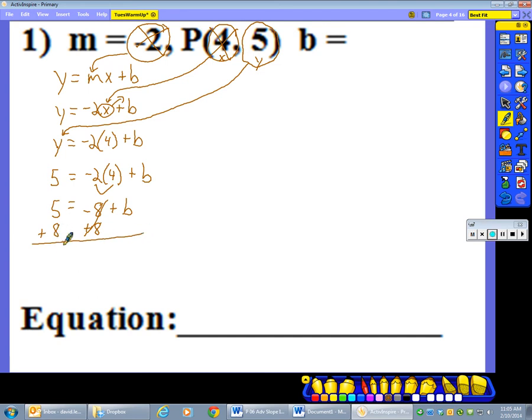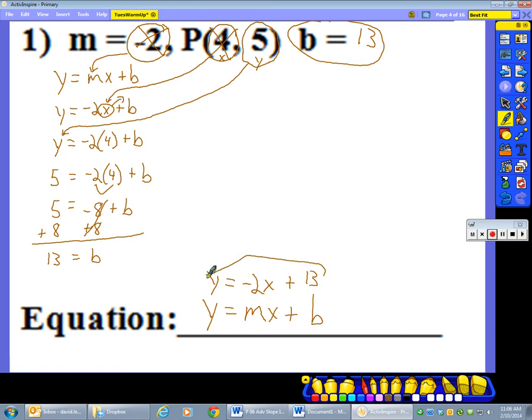And 5 and 8 is going to be 13. So now I see that b equals, oops, kind of made a straight mark there, b equals 13. So whenever I create my equation, I'm going to still use y equals mx plus b. And remember that my m was -2, so I have y equals -2x. And then my b, now that I know what b is, it's +13, so plus 13. So this right here is my equation based on the info that they've given.